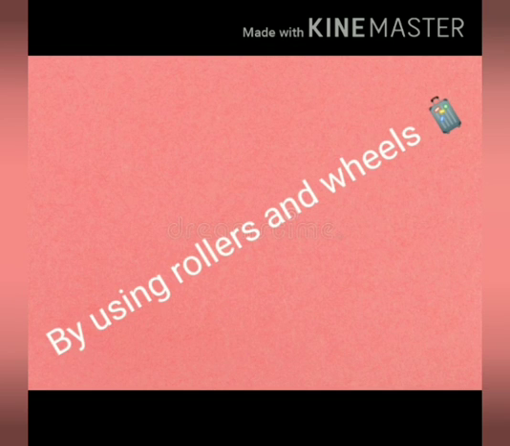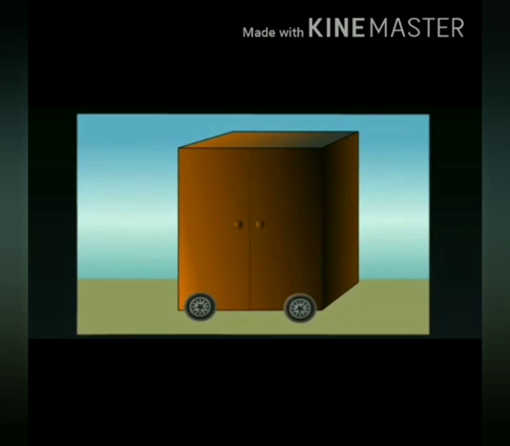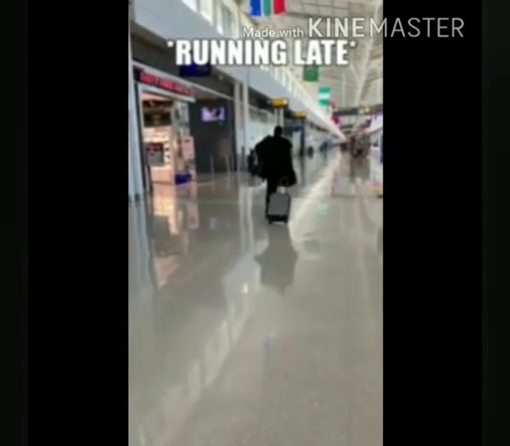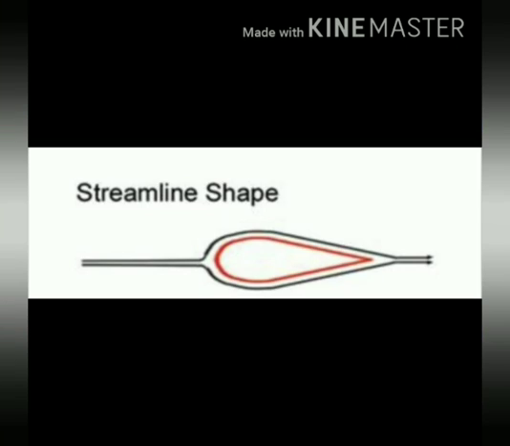Fourth, by using rollers and wheels. Many heavy objects are provided with small wheels to reduce friction so that they may be carried easily by pulling. Fifth, by streamlining. You already know about streamlined shape. The bodies of ships, boats, aeroplanes, and automobiles are made streamlined to minimize the force of friction with the medium.